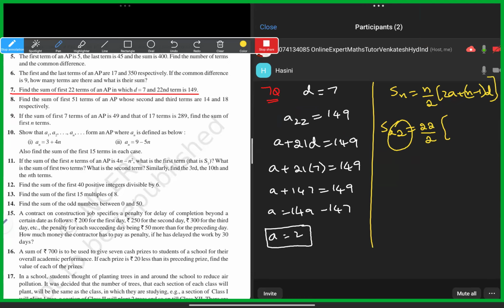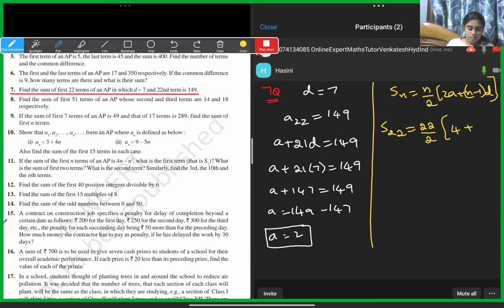Anyways, I wrote the first formula already, so I will continue. So 2 into A. A is 2, so 2 into 2 is 4, plus (n minus 1). N is 22, so 22 minus 1, how much? 21. Into D. We were already given D, which is 7.